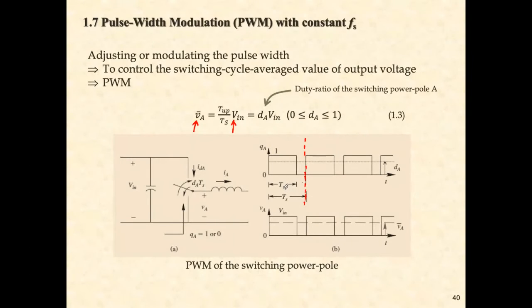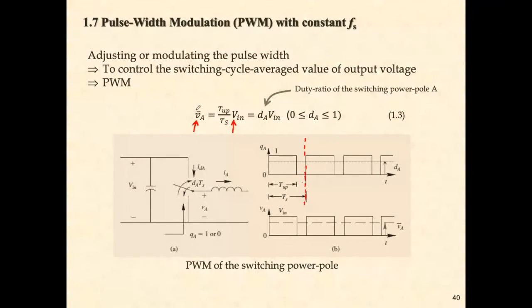The other one is T up, which is the interval when the switch is up. This ratio, T up over TS, can determine our output, just like a potential divider. With the input voltage, which is a constant, it can determine our output, VA.